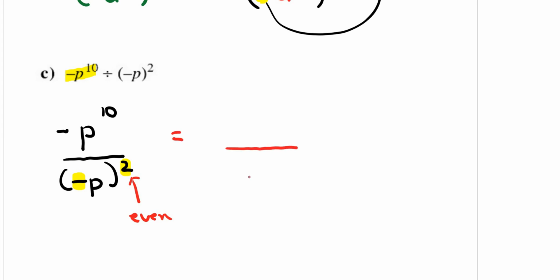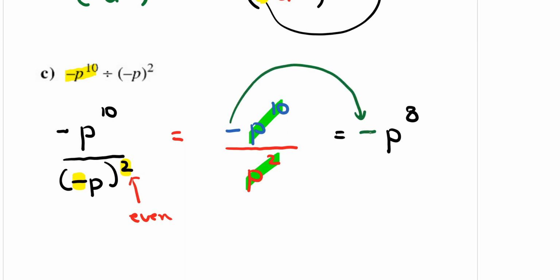So if I simplify the denominator, that's just going to be p to the power of 2. So that negative sign inside the bracket goes away. And then on the numerator, I still have the same expression, which is -p to the power of 10. If I take a look at that and that, 10 minus 2 is going to be 8, so p to the power of 8, and then this minus sign just tags along. Alright, so you got to be very good with dealing with these negative signs here.